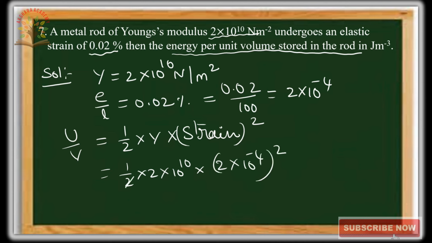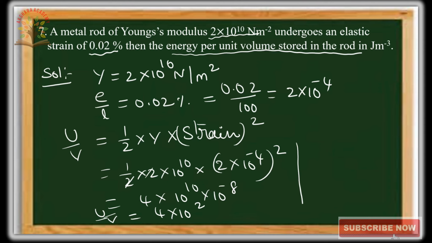So finally 2 gets cancelled, and here 2 square is nothing but 4, here 10 to the power of 10 and 10 to the power of -8, so U by V is equal to 4 into 10 square. Finally we are writing energy per unit volume stored, U by V is equal to 400 joule by meter cube. This is the final answer. U by V is equal to 400 joule meter to the power of minus 3. Okay. Thanks for watching this video.